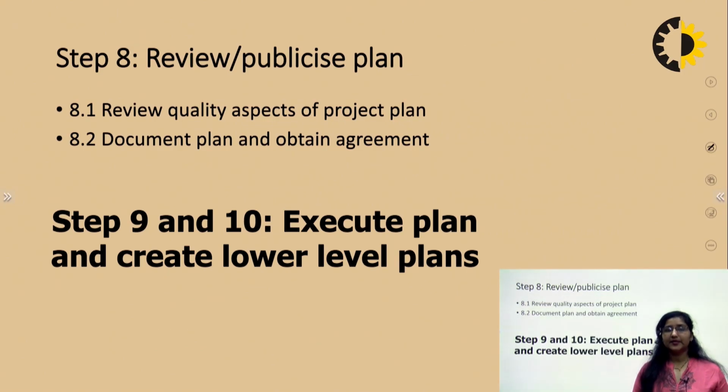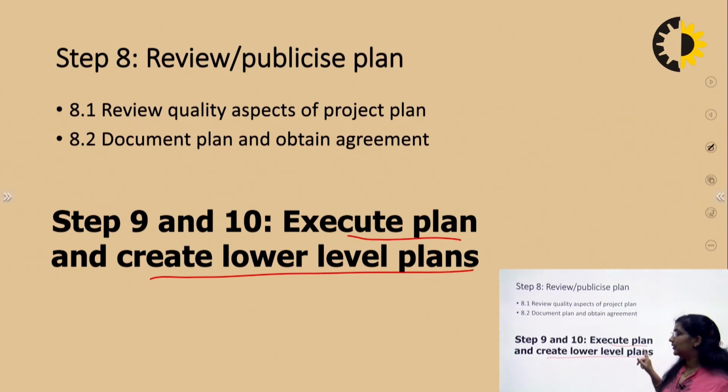Step 8 is to review and publicize the plan. Review the quality aspects of the project plan, then document the plan and obtain agreement. Steps 9 and 10 are to execute the plan and create the lower level plans as well. All the steps which we have discussed, from step number 1 to step number 10, are very much required to complete any project on time with full security and reliability. If we are able to complete these steps from 1 till n, then the project can be successfully completed.